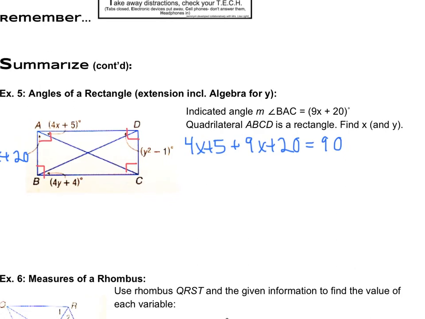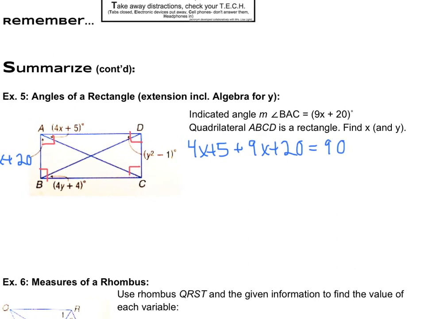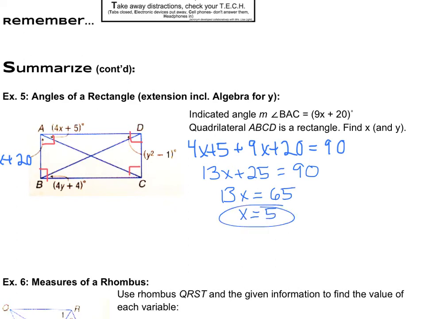If 4x plus 5 plus 9x plus 20 equals 90, just add some like terms there. We get 13x plus 25, that is equal to 90. 13x is going to equal 65, and that does divide nice and easy to x equals 5. So there's x.